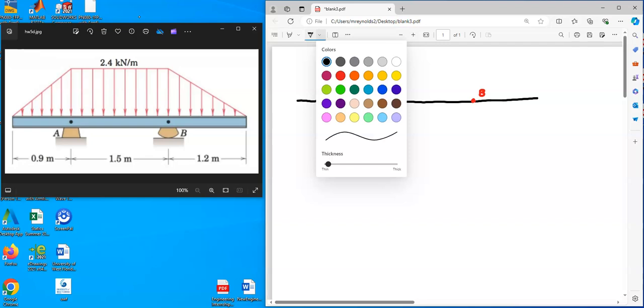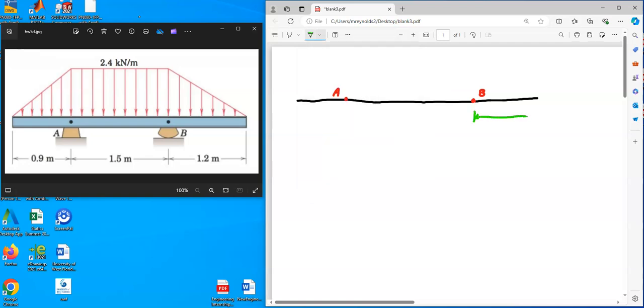And then we need to put a few dimensions. Actually, I'll put a few dimensions in here in green. I think that should be thinner, but whatever. 1.2 meters from B to the edge. From A to the edge is 0.9 meters. And all the way across here is 1.5 meters. I know it's not perfect how I drew it, but hey, whatever. All right, so we've got that.